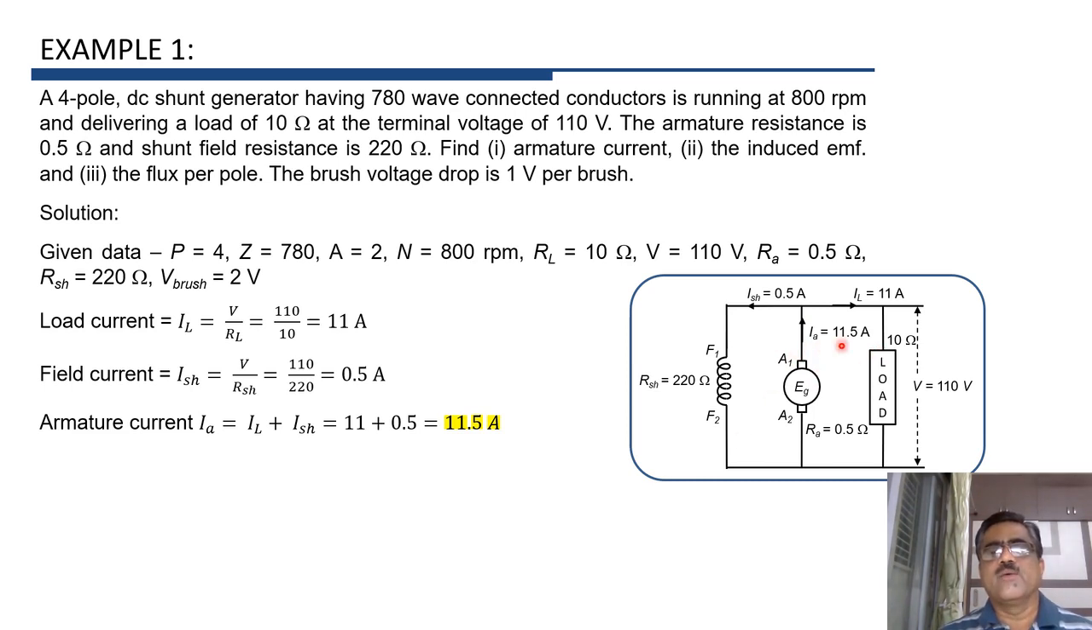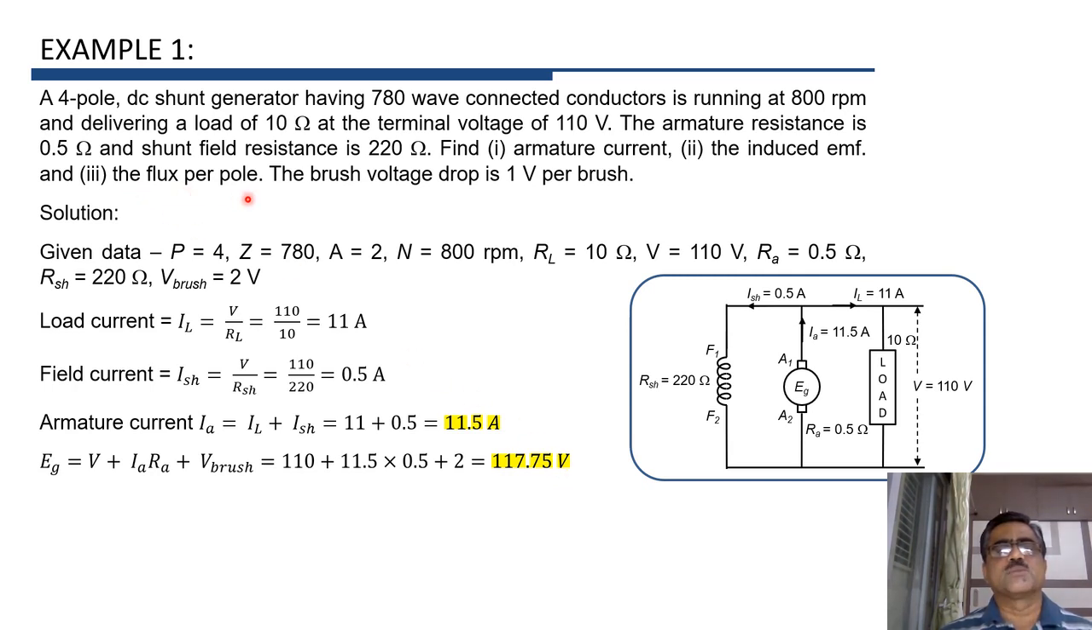Now this Ia will produce a voltage drop in the armature, which is equal to Ia into Ra. In addition to that, there is the brush voltage drop, that is V brush, and therefore Eg is equal to V plus IaRa plus V brush. Substituting all these values, we will get Eg as 117.75 volt. So the generated EMF is 117.75 volt.